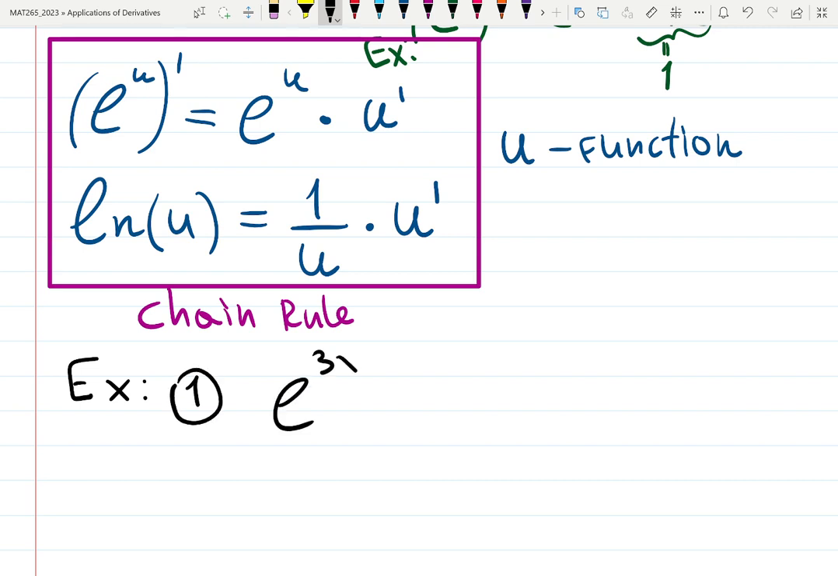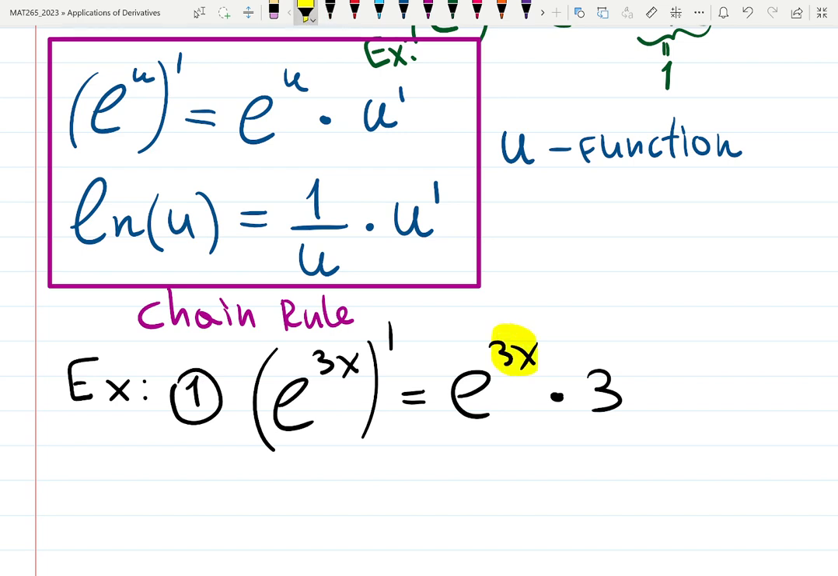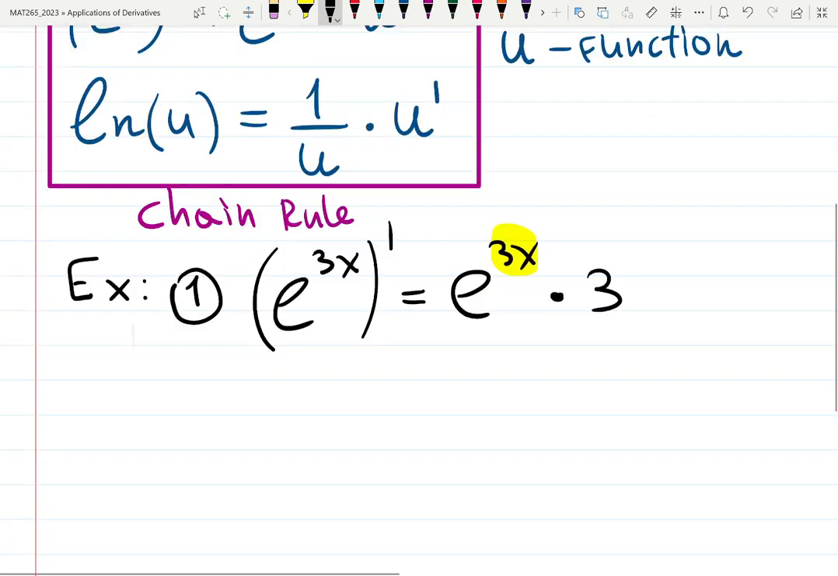E to the 3x prime. How fast is e to the 3x? It's e to the 3x fast times 3, the derivative of the function inside. But the derivative of 3x is 3. So that 3 is not added, it's a factor of the rate. So it's e to the 3x fast times the rate of the exponent. And the rate of the exponent is 3. And it can be anything.